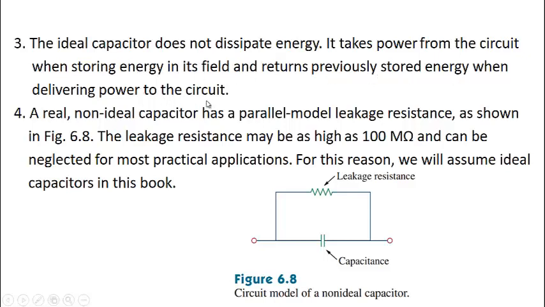A real, non-ideal capacitor has a parallel leakage resistance as shown in the figure. We model the practical capacitor like this because it has some loss, leakage loss, which is represented by a resistance in parallel. The leakage resistance may be as high as 100 megaohm and can be neglected in most practical applications. Since its value is very high, the leakage current will be very small, so for practical purposes it is neglected. For this reason, we will always assume capacitors to be ideal.